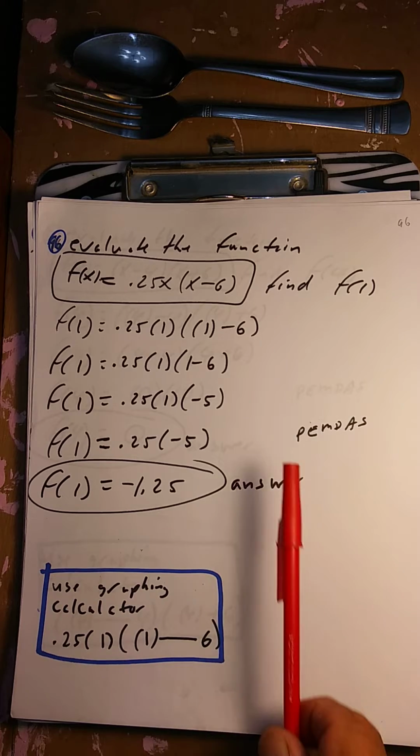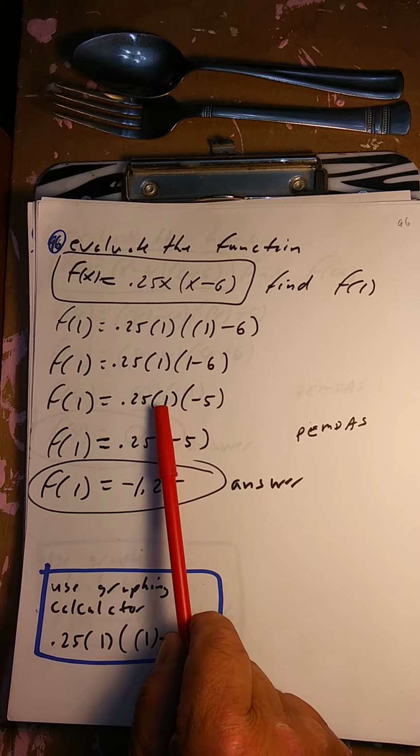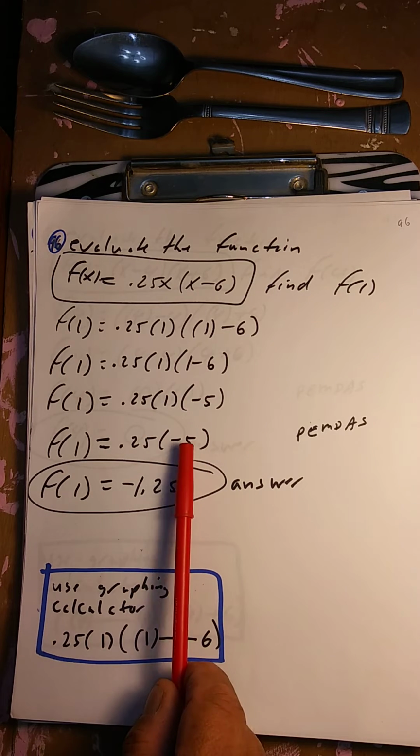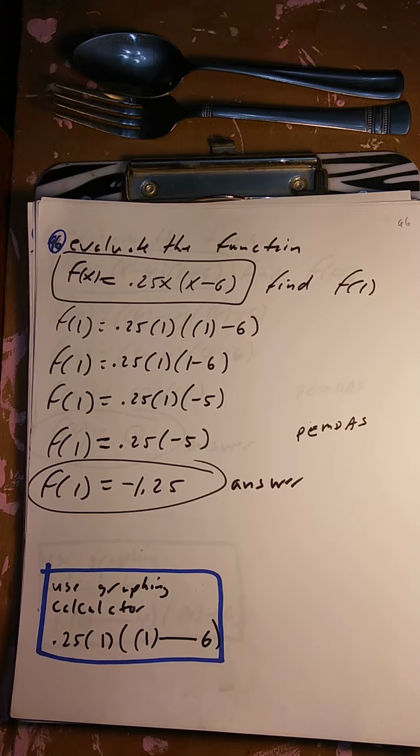F of 1, put it in there. Put the 1 there, put the 1 there. So 1 minus 6 is negative 5. 1 times negative 5 is negative 5. Negative 5 times that is negative 1.25. Yes, use the graphing calculator.